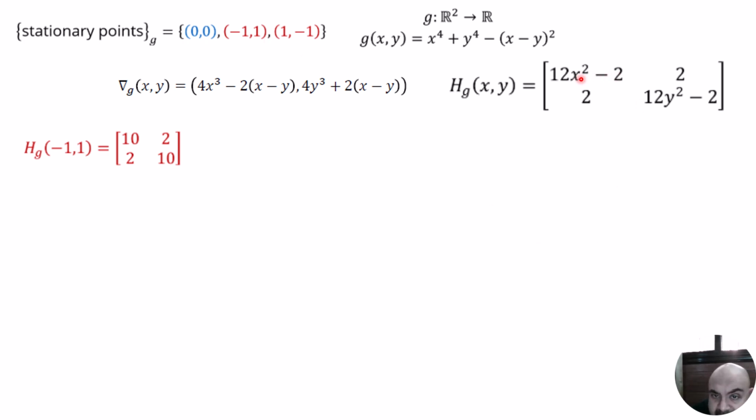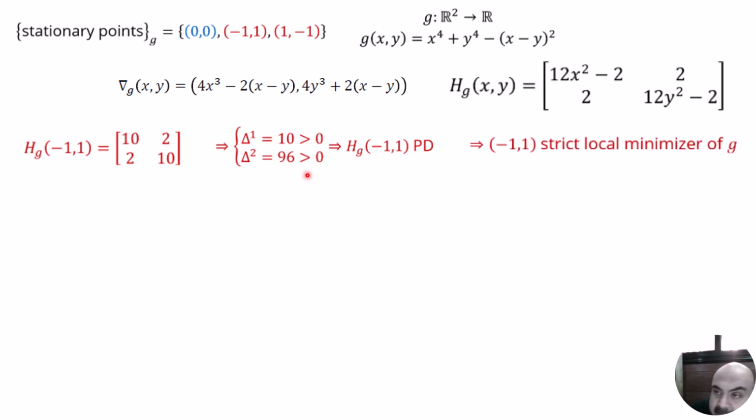Once you start with negative 1, positive 1, this is going to be 12 minus 2, which is 10. And that's also going to be 10. There's going to be 10, 2, 2, and 10. That's the matrix that we are dealing with. I try to get the leading principal minors, which is going to come up to 10, and the second one is also positive. So it's a positive definite situation, and we are talking about a local minimizer.